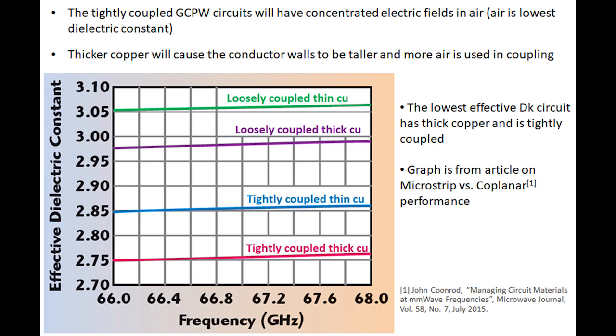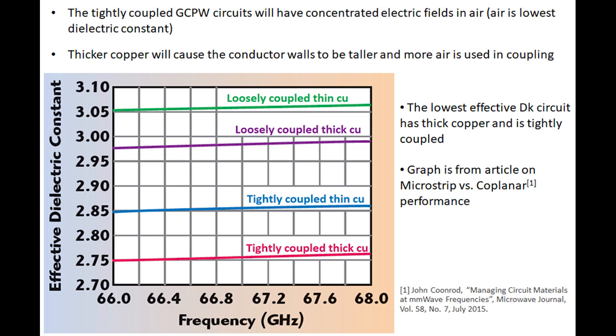On the y-axis is the effective dielectric constant, and the x-axis is frequency. The range of frequency given there is the range where all four sets of these circuits had very good return loss and very consistent RF performance. The curve with the lowest effective dielectric constant, the red curve, is the tightly coupled grounded coplanar waveguide with thick copper.